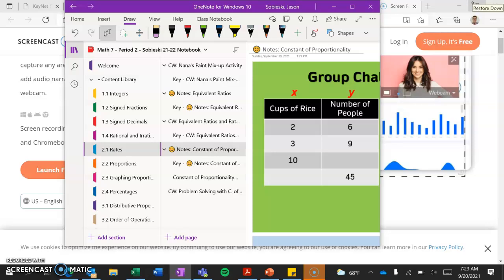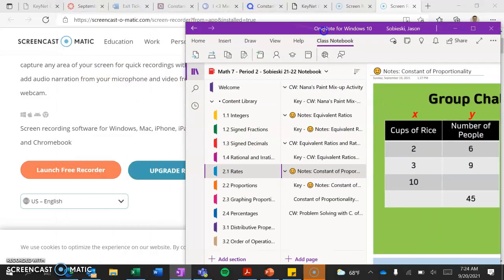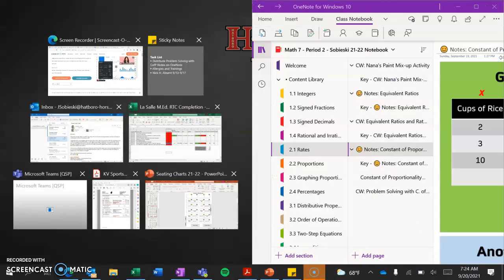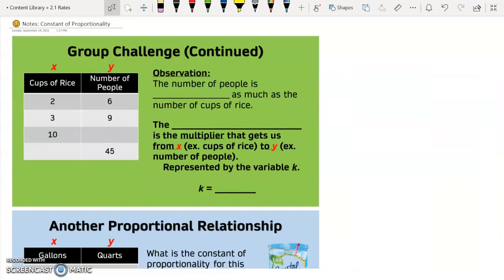If you want to do a quick split screen between OneNote and Edpuzzle, you can just minimize one of them. If you drag OneNote to one side, you're able to do your split screen like that. So that's just a suggestion.